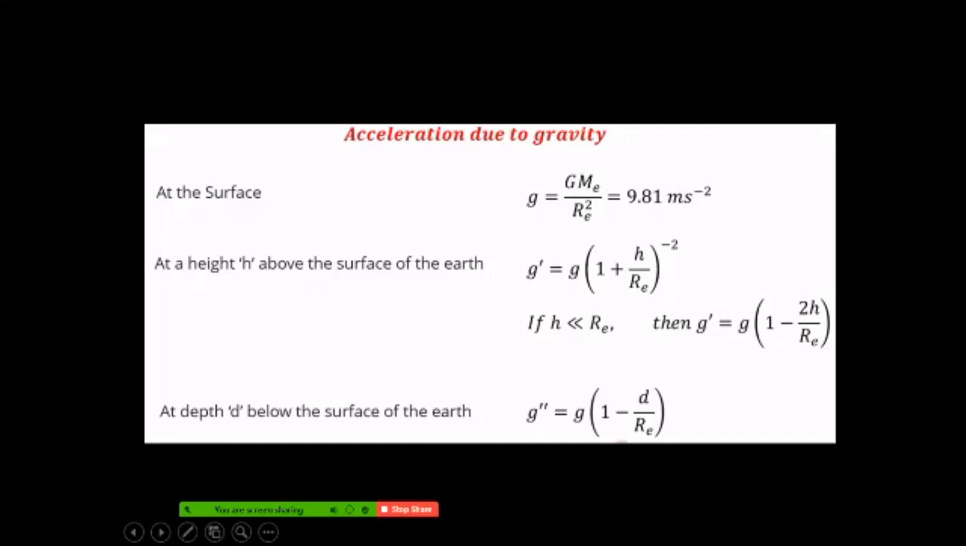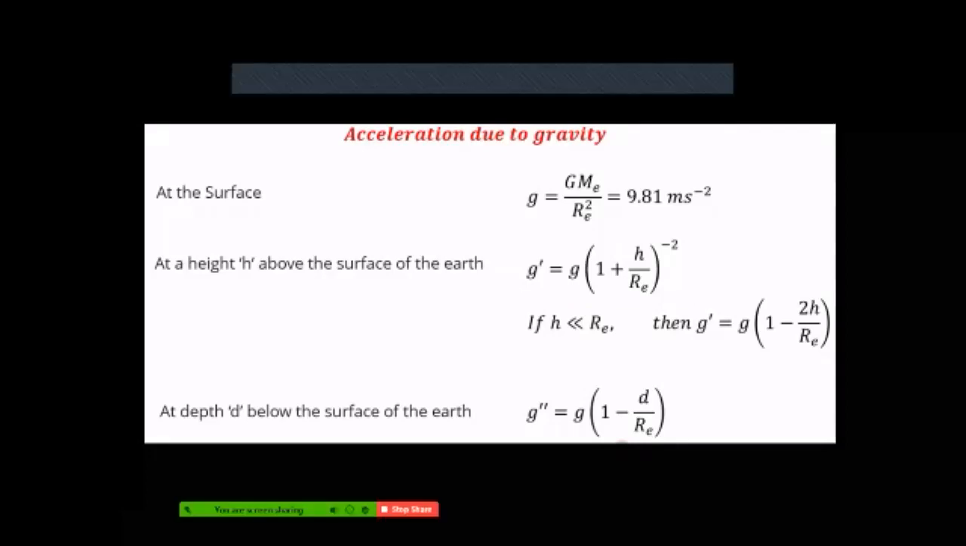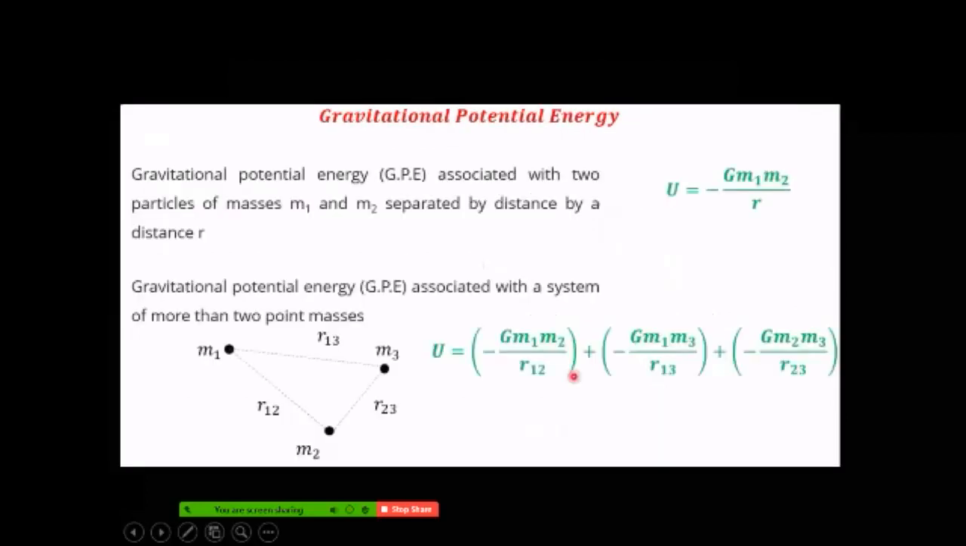So this is the approximate formula, but the actual formula is this one. This is the approximate formula if h is much less than Re. So this is one formula. At a depth d below the surface of the earth, in that case we write g double dash is equal to g times (1 minus d by Re). So this is the acceleration due to gravity, which we find in these three ways.